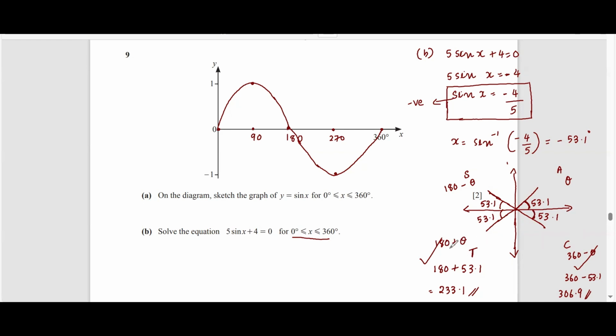Third quadrant, 180 plus theta. So instead of theta, substitute 53.1. Fourth quadrant, sin is negative, 360 minus theta. So instead of theta, substitute 53.1. You'll get the answer. Both answers should lie in the interval given here, 0 to 360. 233.1 lies between 0 and 360. 306.9 also lies between 0 and 360.